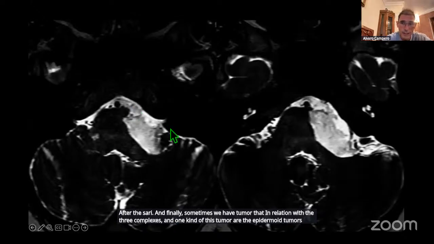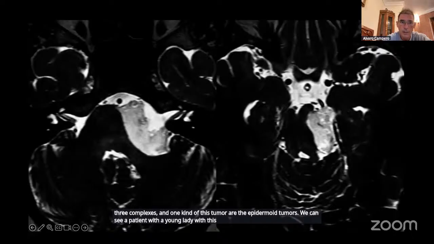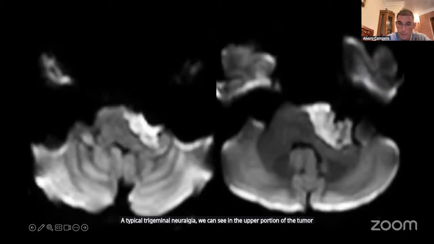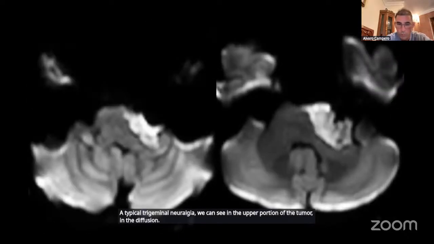We can see a patient, a young lady with this epidermoid tumor with atypical trigeminal neuralgia. We can see the upper portion of the tumor in the diffusion, in order to recognize the epidermoid cyst.